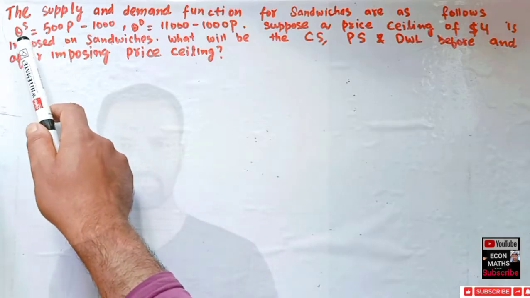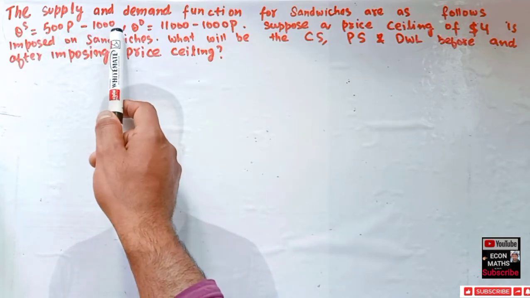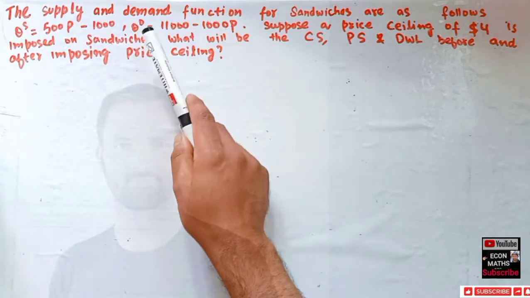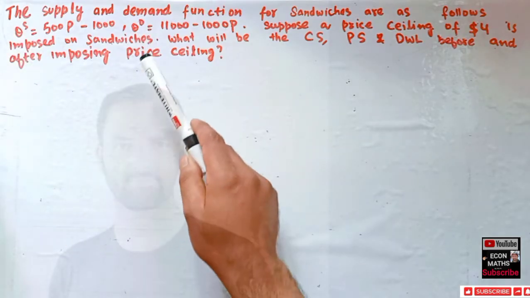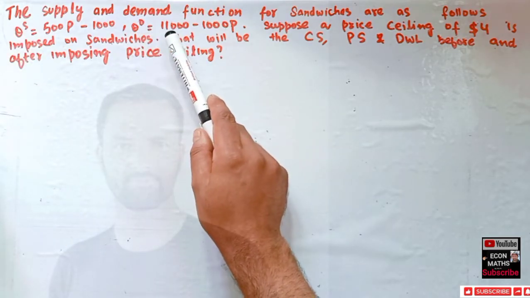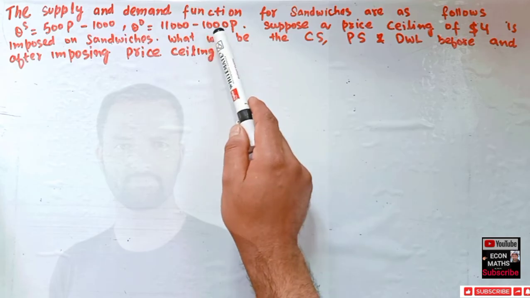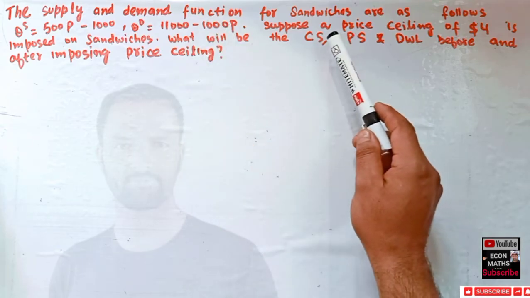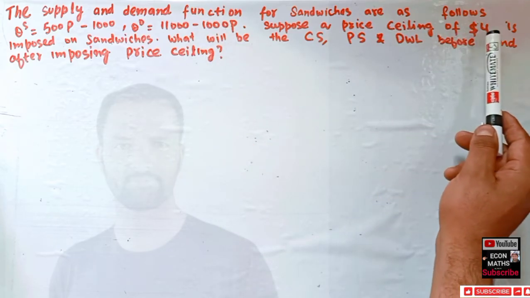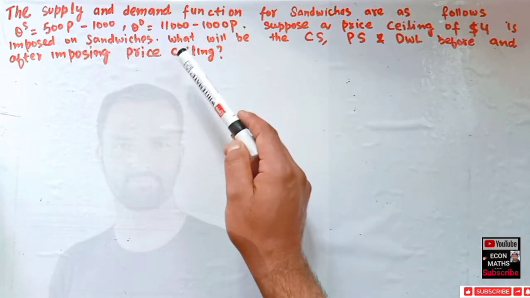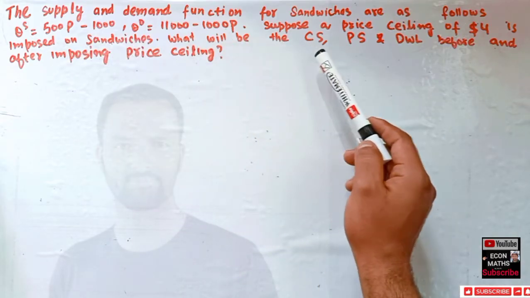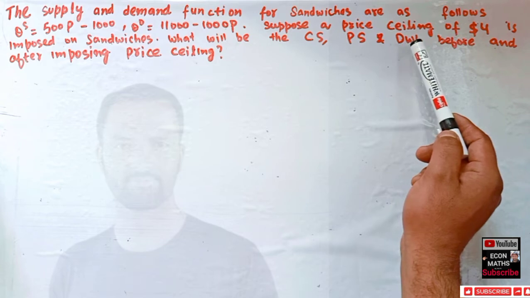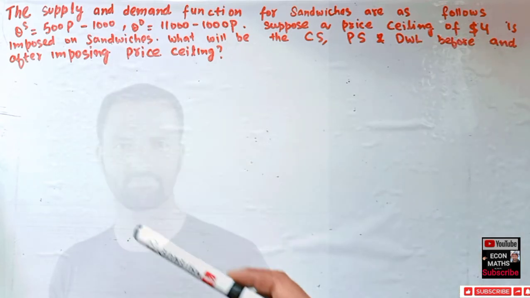The supply and demand functions for sandwiches are as follows. We are being given the supply function as 500p minus 1000, where p is the price and q is the quantity. And also quantity demanded is 11,000 minus 1000p. Suppose a price ceiling of $4 is imposed on sandwiches. What will be the consumer surplus, producer surplus, deadweight loss before and after imposing price ceiling?